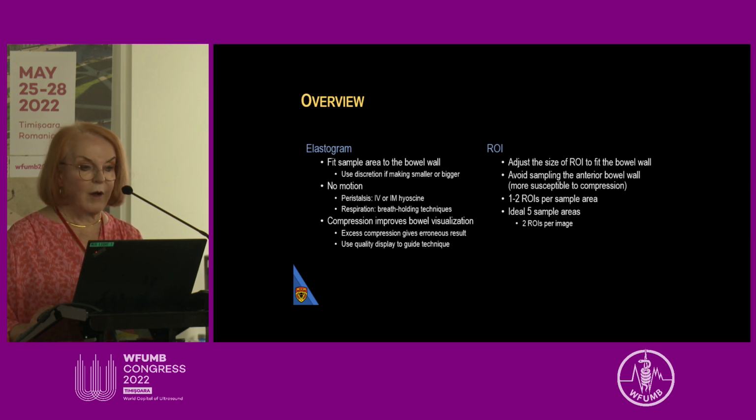Now, for the elastogram, we fit the sample area to the bowel, and we use discretion in making it either smaller or larger. We try for no motion, as we've said, both from peristalsis and from respiration. And then we're very keenly aware that compression alters our results. So if we press very hard on the bowel, we get higher values, and excess compression gives us an erroneous result. And so we adjust the size of the region of interest to fit the bowel wall as close as possible, and we avoid sampling the anterior bowel wall because we know that it's more susceptible to compression.